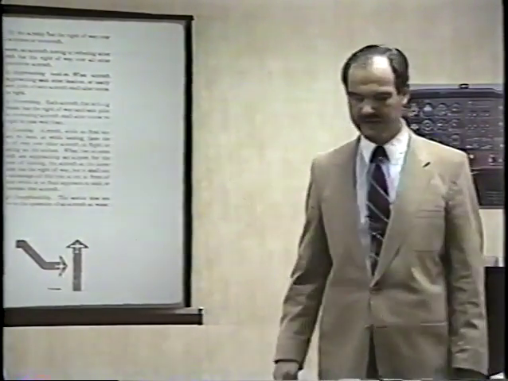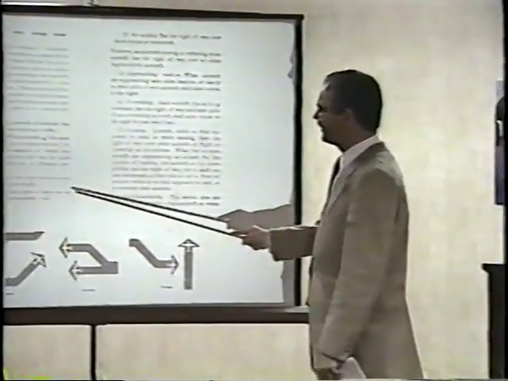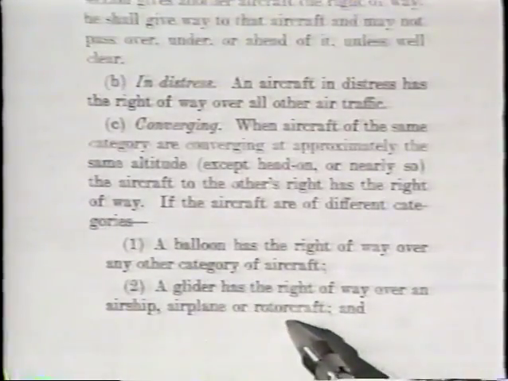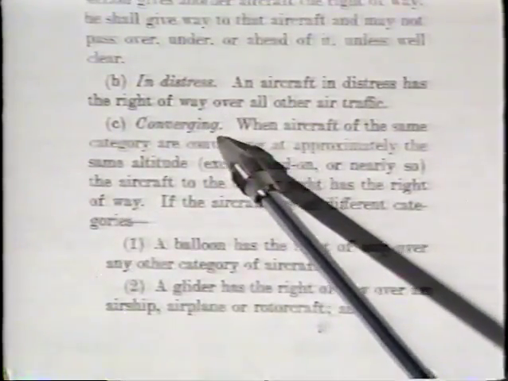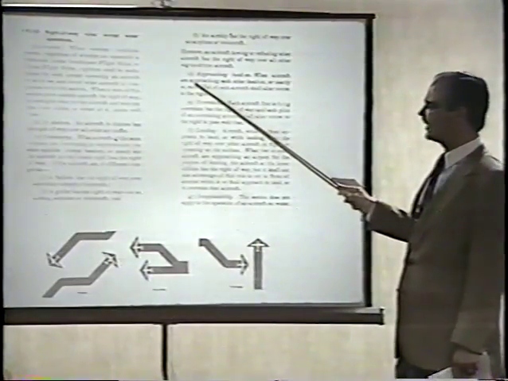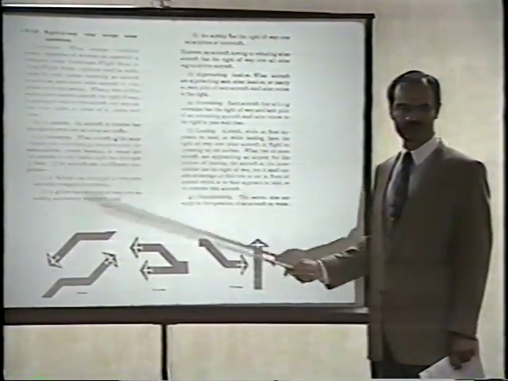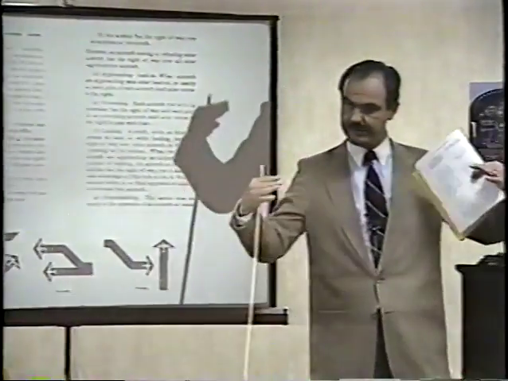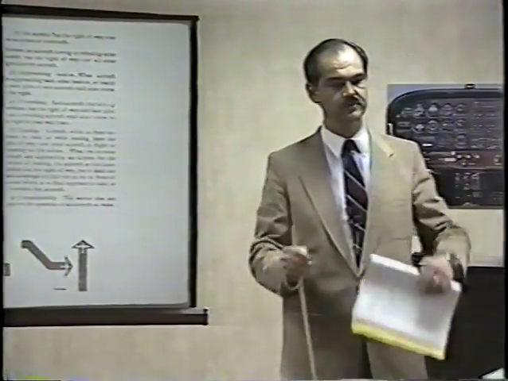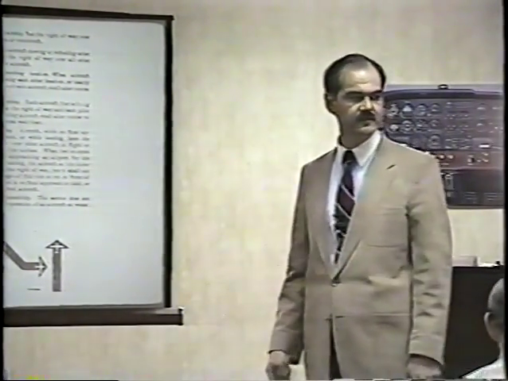But it's not correct, because I thought this says here a glider has a right of way over an airship, an airplane, or rotorcraft. However, that's only under the paragraph of converging. And approaching head-on is paragraph D, not under paragraph C. When aircraft are approaching each other head-on, each aircraft shall alter course to the right. So a glider doesn't have the right of way. If you're approaching head-on to a glider, and this is on the test, each aircraft shall alter course to the right. Any question on that?